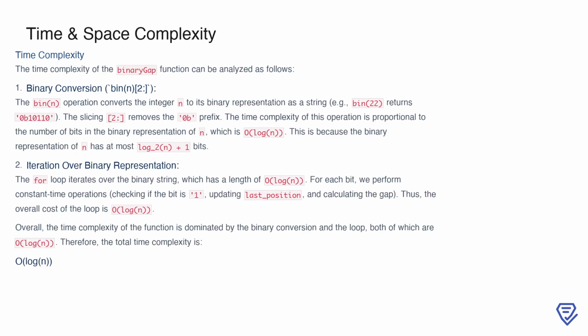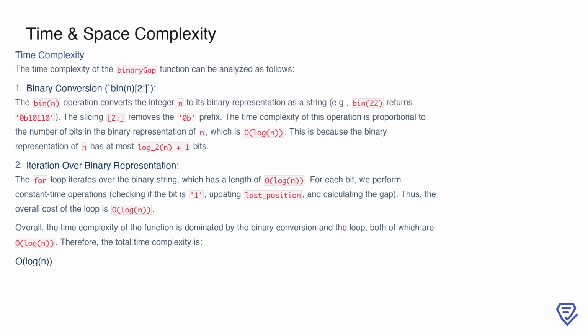To analyze the time complexity of the binary gap function, we need to break it down into its main components. First, the operation bin(n) converts the integer n into its binary representation, excluding the 0b prefix. The time it takes to perform this conversion depends on the number of bits in the binary representation of n. Since the number of bits is proportional to log_2 n, the time complexity of this step is O(log n).